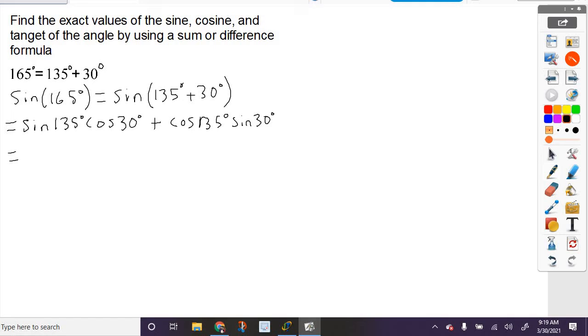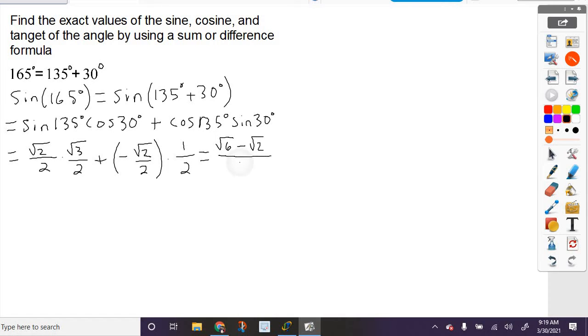So sine of 135 degrees, well 135 has a reference angle of 45, so I end up with the square root of 2 over 2. Cosine of 30 degrees is going to be the square root of 3 over 2. But be careful in the next one because remember that 135 is in our second quadrant, which means that cosine is going to be the square root of 2 over 2, but because it's in our second quadrant, it's going to be negative square root of 2 over 2. So remember, just like before, I'm going to end up with a square root of 6, but this time we're going to be subtracting that square root of 2.